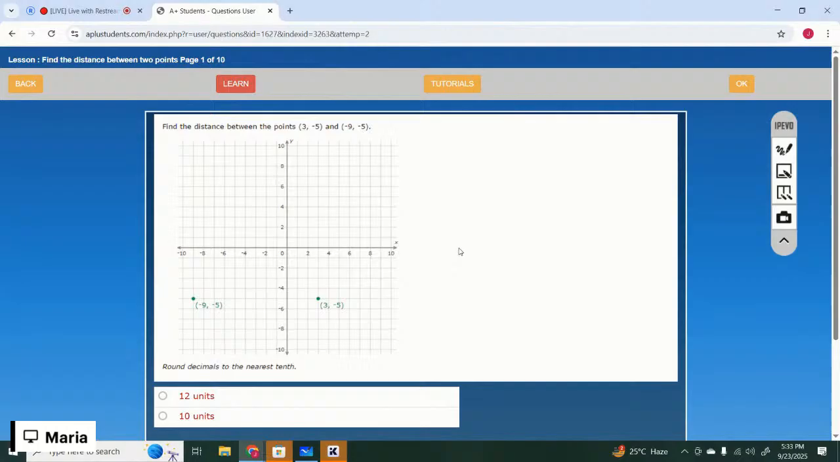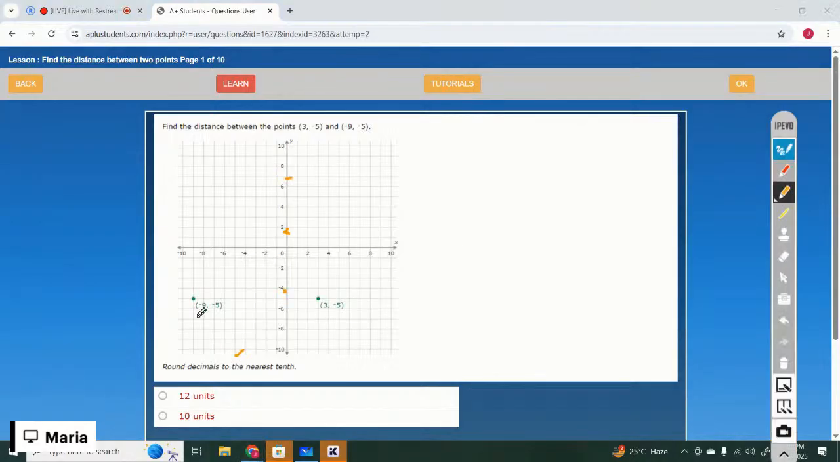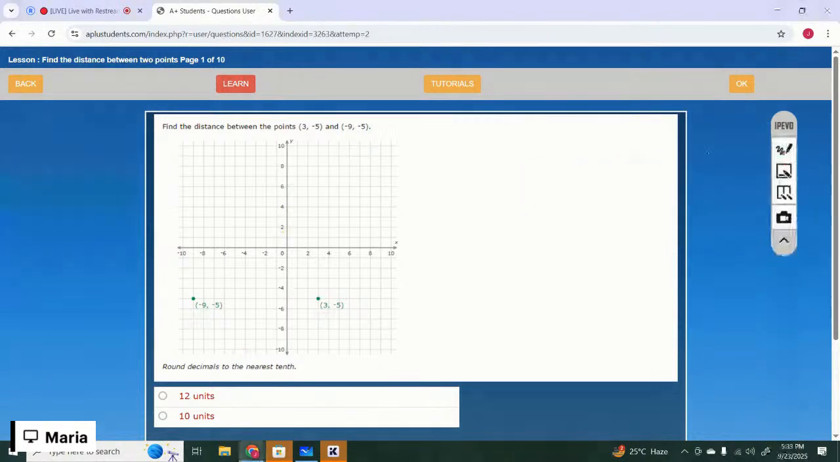So just look at the points. They have the same y coordinate, right? So you need to find the horizontal distance between them. You need to calculate the difference between the points and take the absolute value. So the points are -9 and 3. 3 minus -9, that is 12. So the distance is 12 units. Option number one is the correct option.